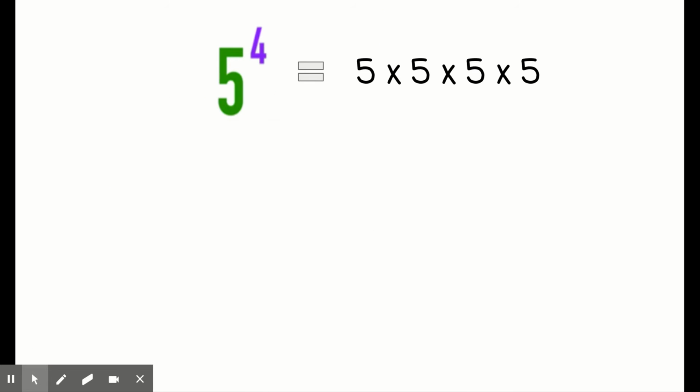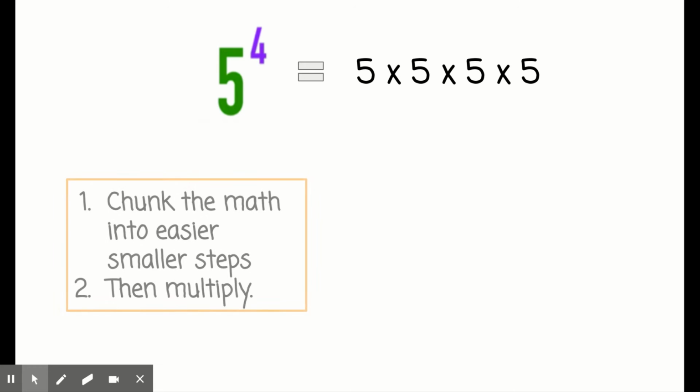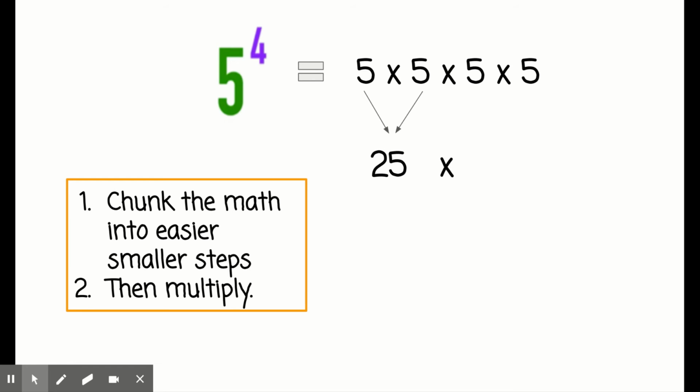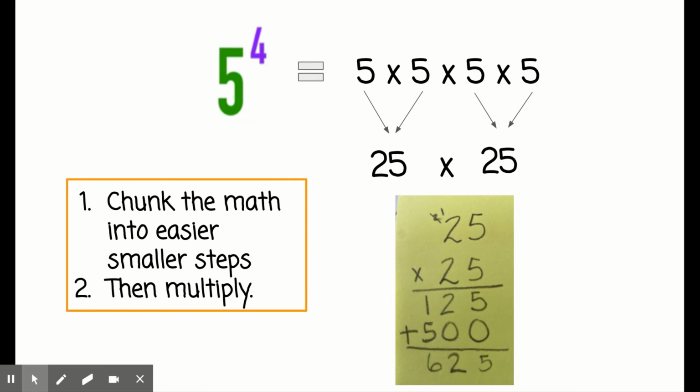So here we have our first example, 5 to the fourth power. Now, this is 5 times 5 times 5 times 5, and this is not something I can do in my head. But what I like to do is chunk the math into easier, smaller steps. In this case, because we're dealing with exponents, I'm going to multiply. I'm going to take those first two fives and multiply them together, because 5 times 5 is a math fact that I know. I'm going to do that with the second set of fives. And then I'm going to multiply just like I normally do.